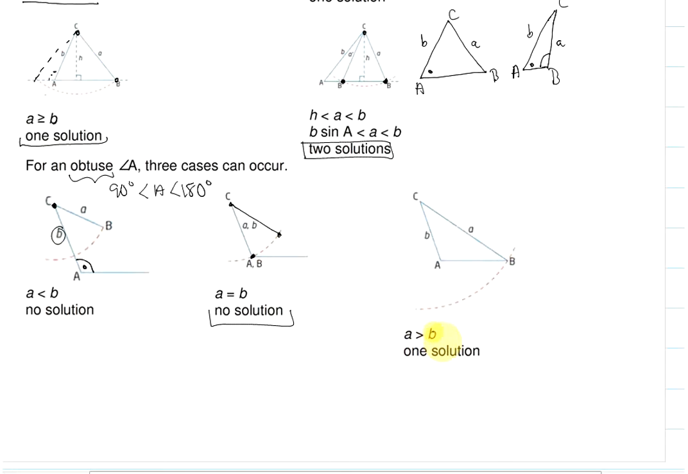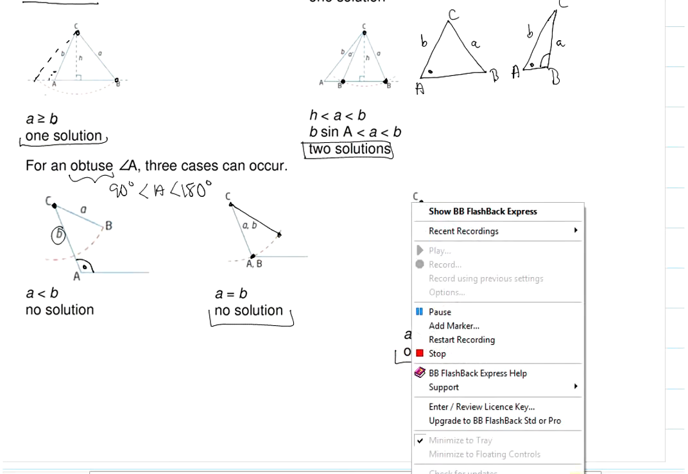But if A is bigger than B, then when I swing it from my hinge at C, the only place that it will ever cross over A is right here at point B, and so I would get one solution. Okay, so that ends this discussion, and we will look into it a little more deeply in our next video.